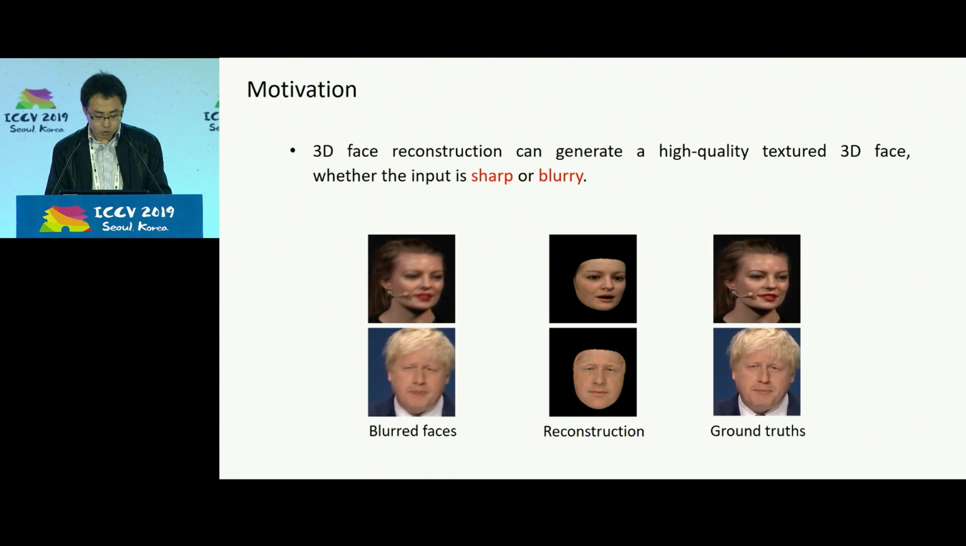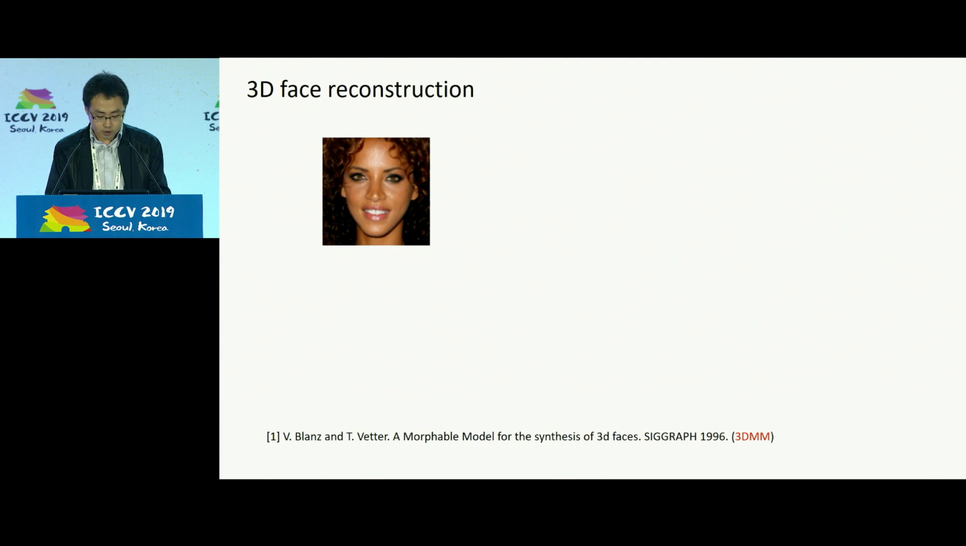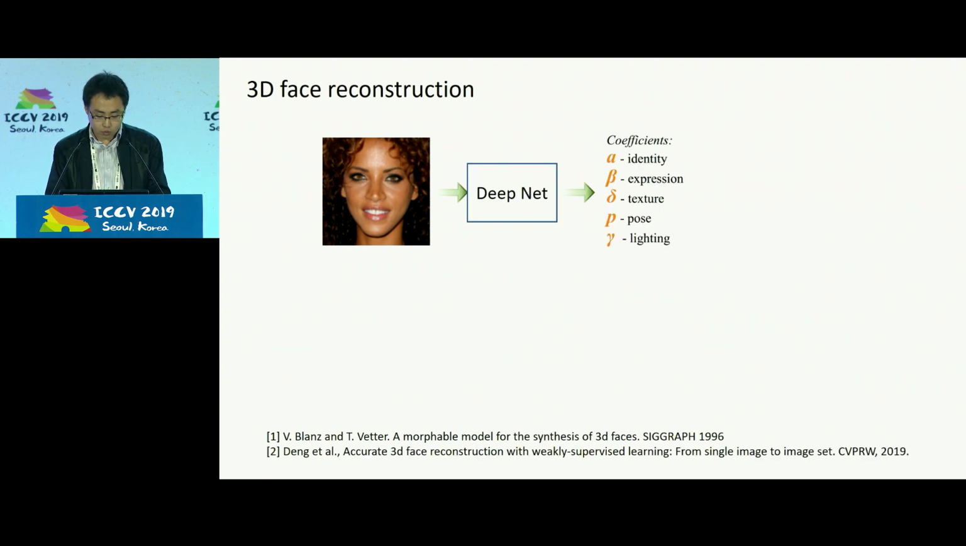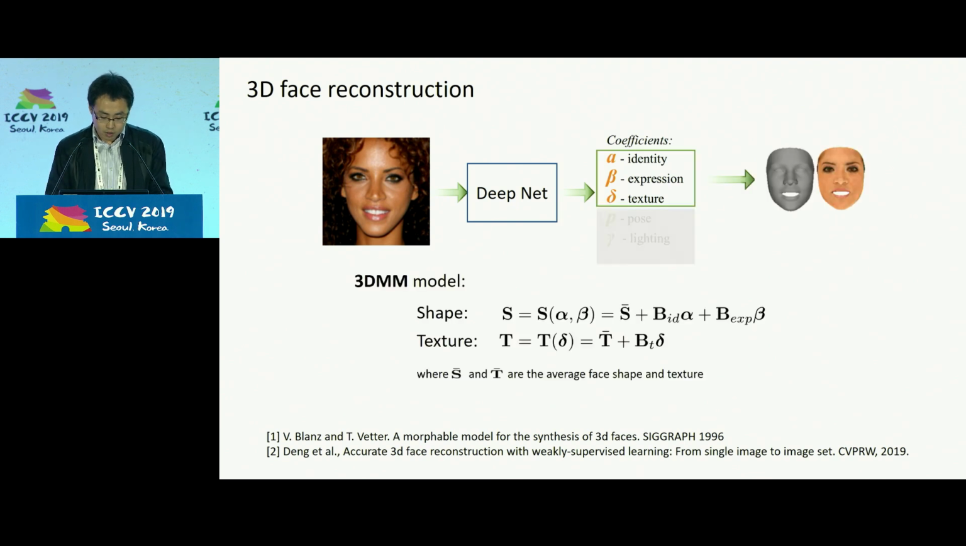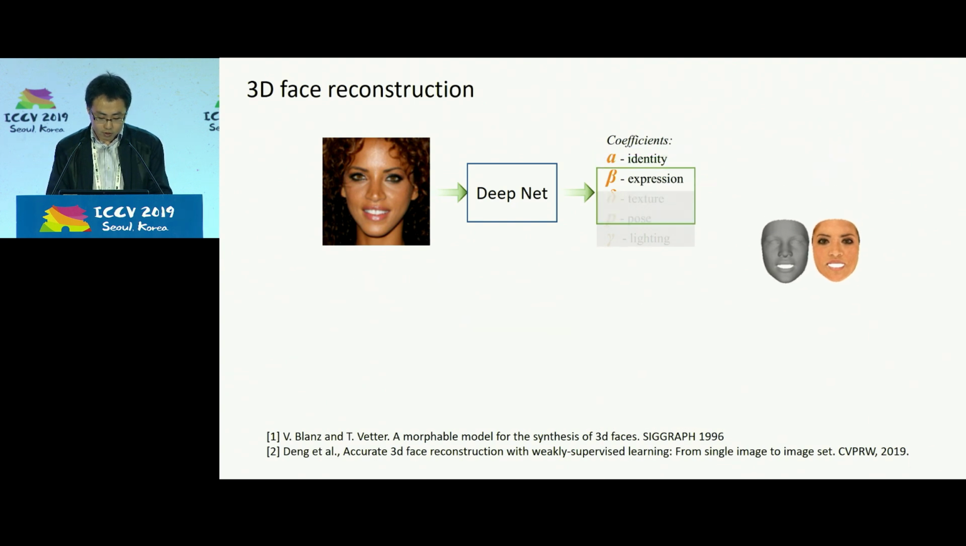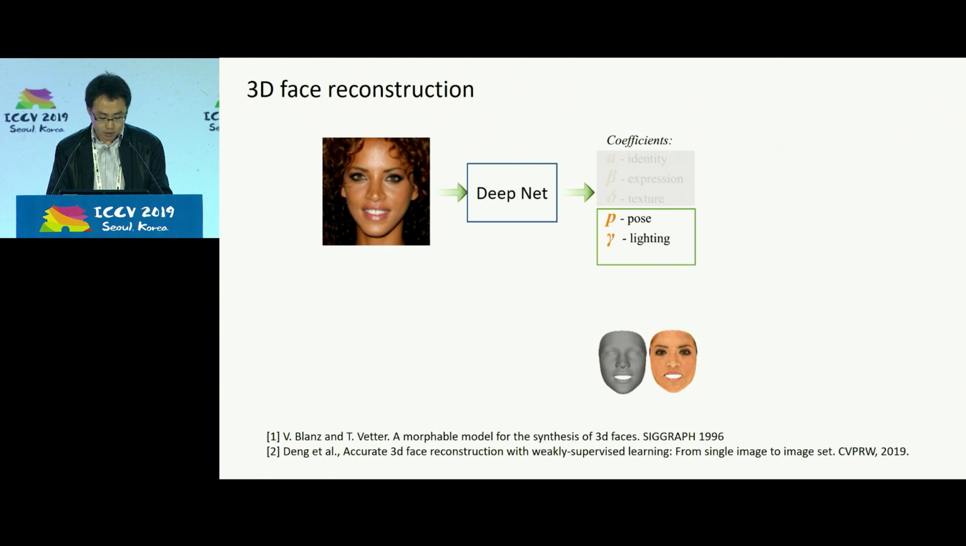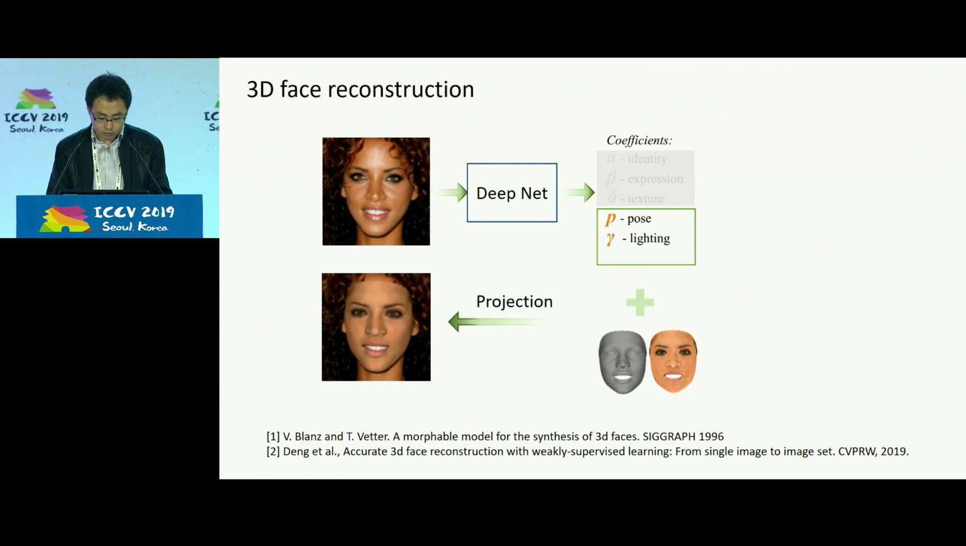Our motivation is that 3D face reconstruction can generate high-quality faces, whether the input face is sharp or blurry. Now, let's recall 3D face reconstruction, which recovers 3D shapes of faces from 2D images. The widely used method for parametric 3D face modeling is the 3D morphable model. Usually, we can train a deep network to regress the face-relevant 3D coefficients for an input. With the extracted coefficients, we can construct a 3D face shape and texture using identity, expression, and texture information. Then, we can project the 3D face onto the 2D image plane with the regressed pose and illumination, and obtain a rendered face for the input.